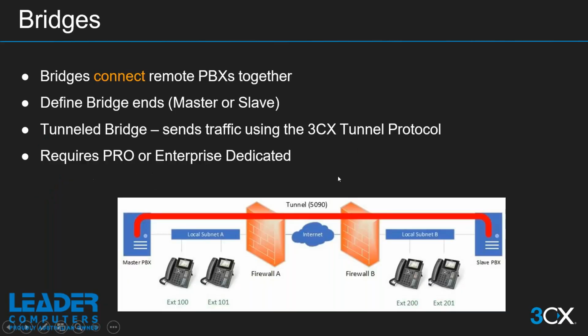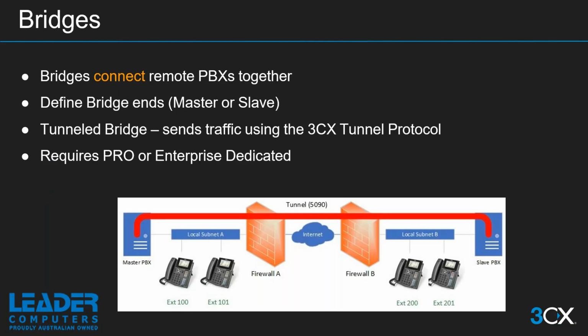So in this chapter, we'll see how bridges work and how to configure them. We'll also have different scenarios for better understanding. So bridges connect remote PBXs together. There are two main bridge ends, which are the master and the slave. So let's say there are two 3CXs and you want to bridge between them. You need to put one as a master and the other one as slave.